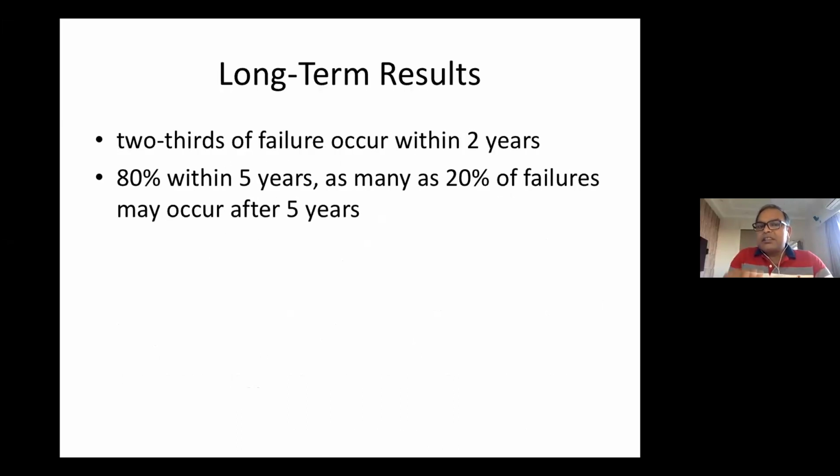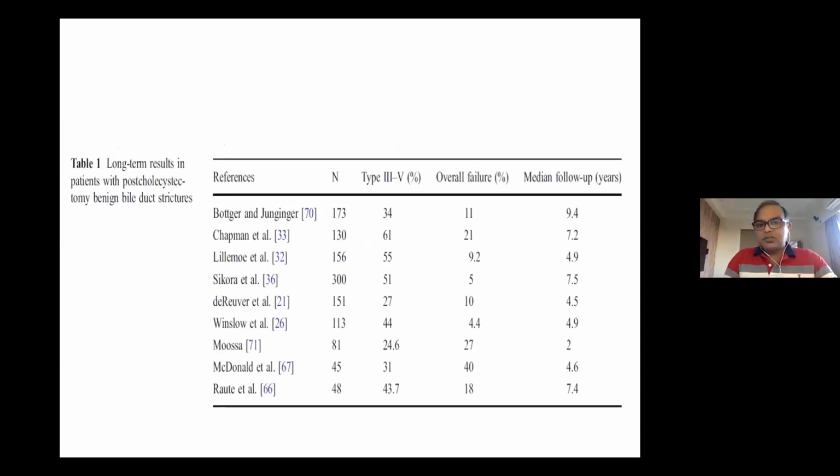So long-term results, if you see, recurrence of the stricture after surgery usually occurs within 2 years. Why? Because most of the time it is associated with vascular injury. The bile duct which I have anastomosed is not well vascularized, and that's why the recurrent strictures are coming. So even with type 3 or type 4 lesions, it's not that surgery is not feasible, but yes, the recurrence rate and the complication rate become high.